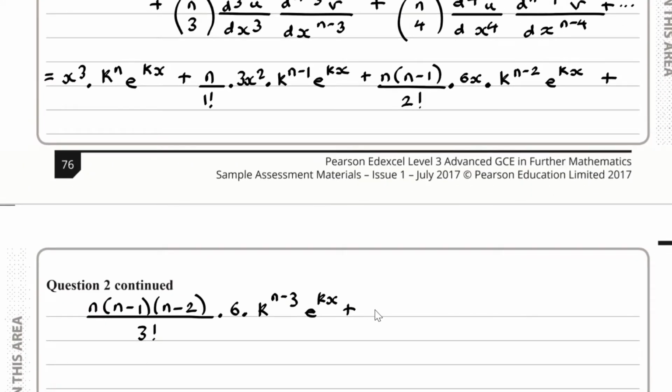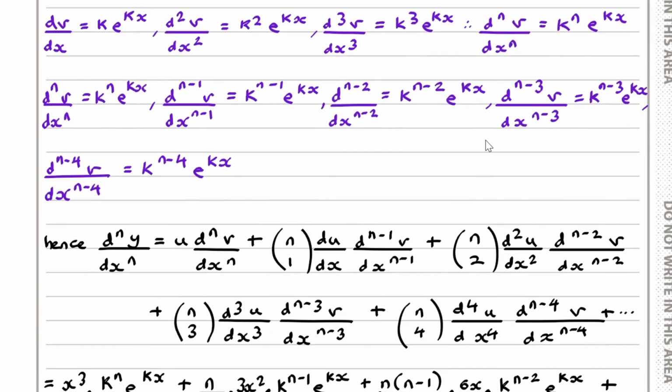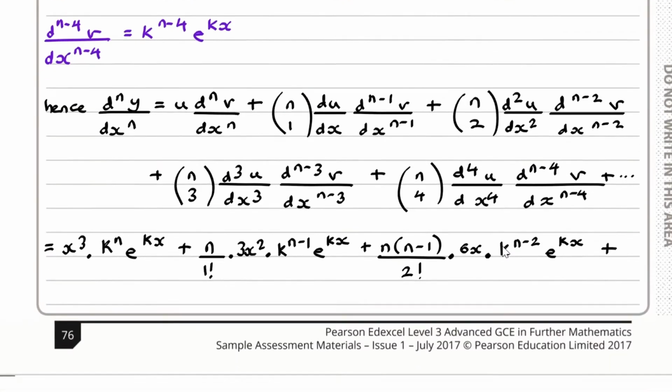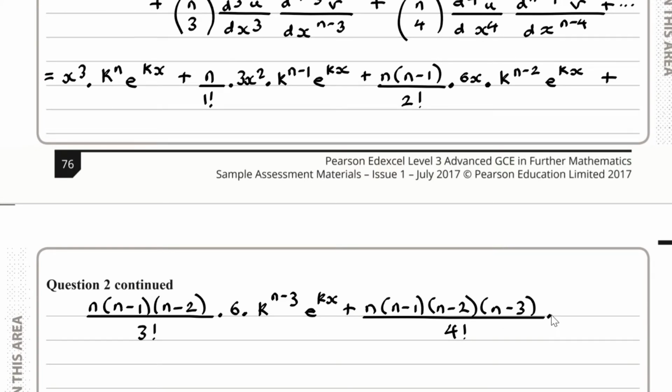So we have n choose 4, which is the same as n lots of n minus 1 lots of n minus 2 lots of n minus 3 over 4 factorial, and then we multiply this by the fourth derivative, which is 0, and then we multiply this by k to the power of n minus 4, e to the power of kx.